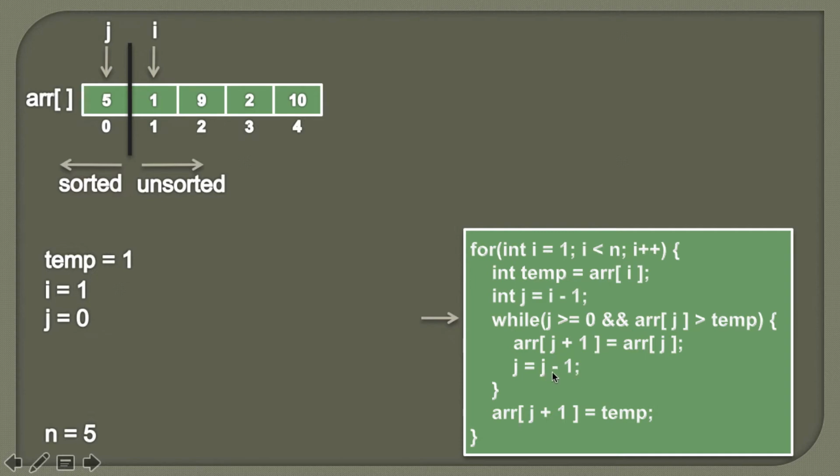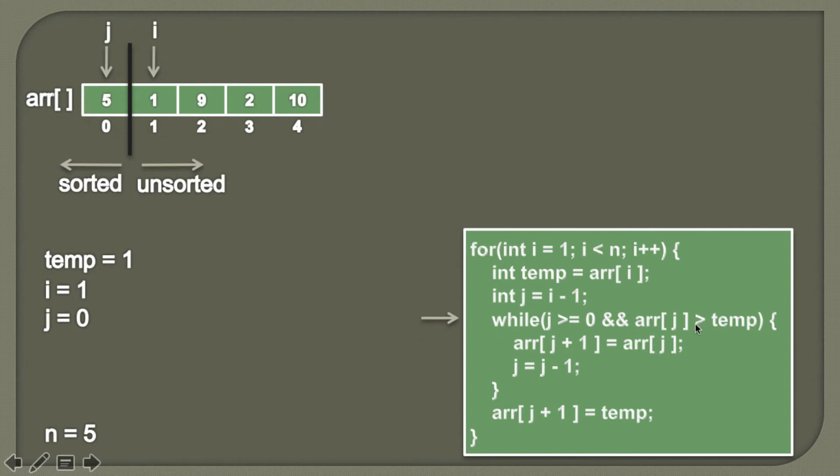Also, we are decrementing j by 1 because we need to compare this element with each and every element in the sorted part, so that we can put this element into its correct position. So the first condition is j should be greater than or equal to 0. Here j is equal to 0, therefore this condition comes out to be true. Then we provide one more condition: the element at the jth index is greater than temp or not. Here you can see the value of j is 0, so the element at index 0 is 5.